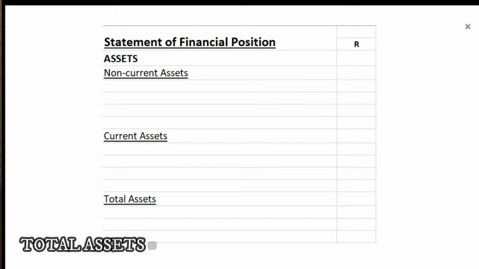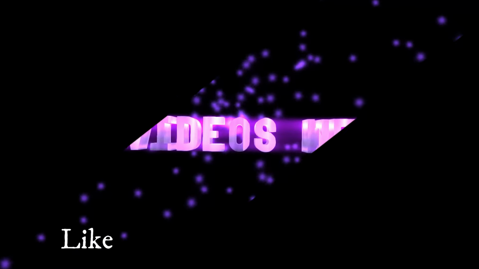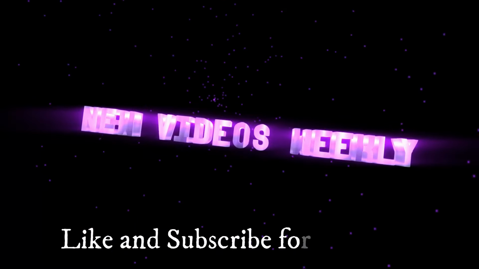In your Statement of Financial Position, the total of your current assets and your non-current assets will equal your liabilities, both non-current and current liabilities, plus your owner's equity.